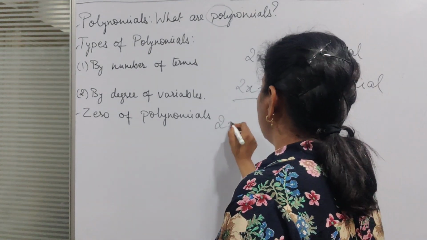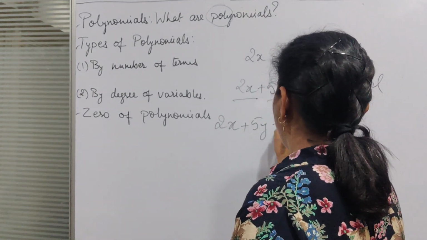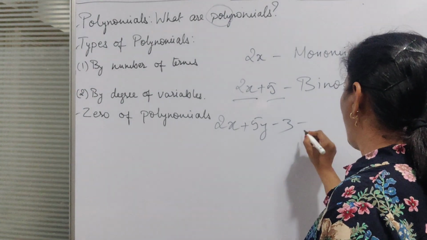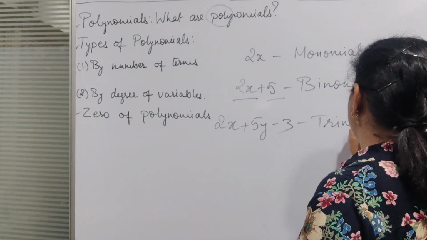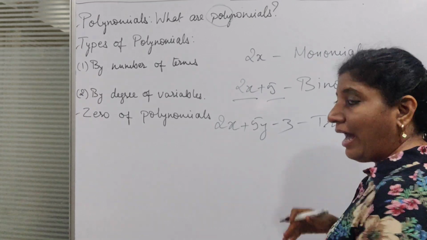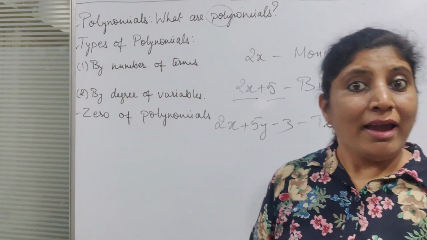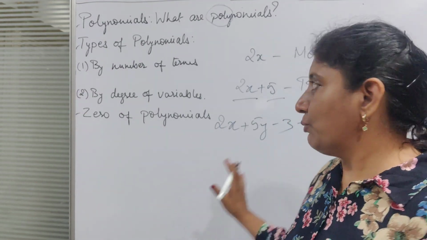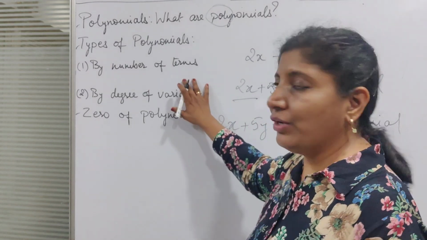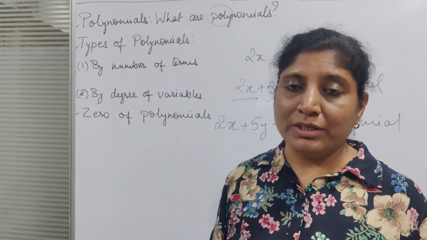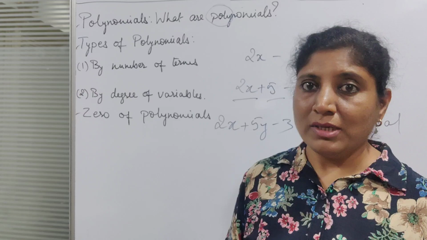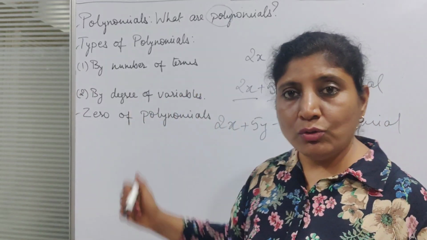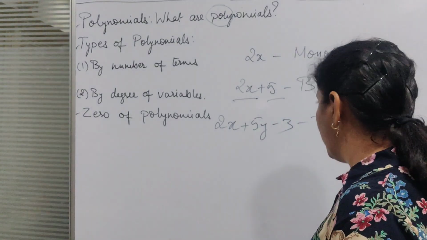The third one is say 2x plus 5y minus 3. How many terms? There are 3 terms. So that is called trinomial. And likewise, there could be n number of terms, right? So such distinguished definitions of polynomials can be derived based on number of terms the polynomial has. Hope it is clear, right? Let's move on to second, the degree of variables.